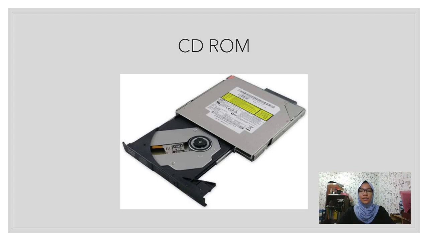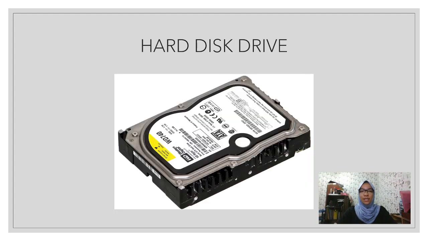So now I would like to introduce the hardware that is included in the computer component. This is a CD-ROM, which is the compact disk, function to read only memories. It is used as a storage for computer graphics, text and audio. The second one is the hard disk drive, which is a storage device to save and get digital information.